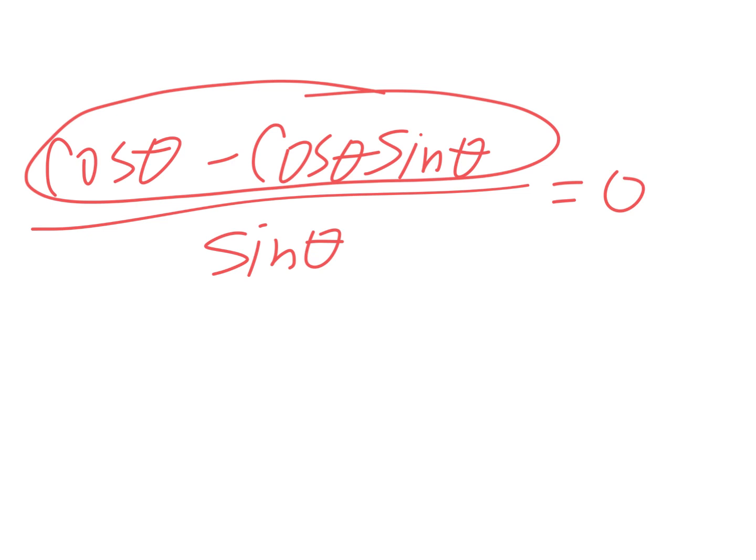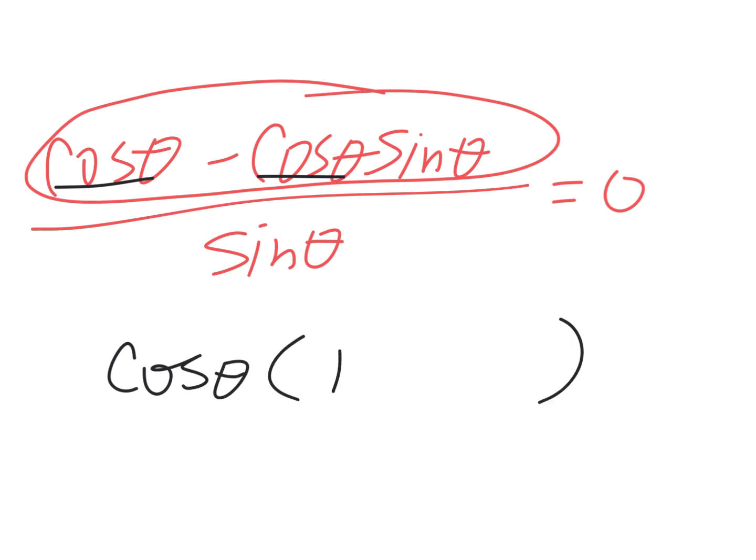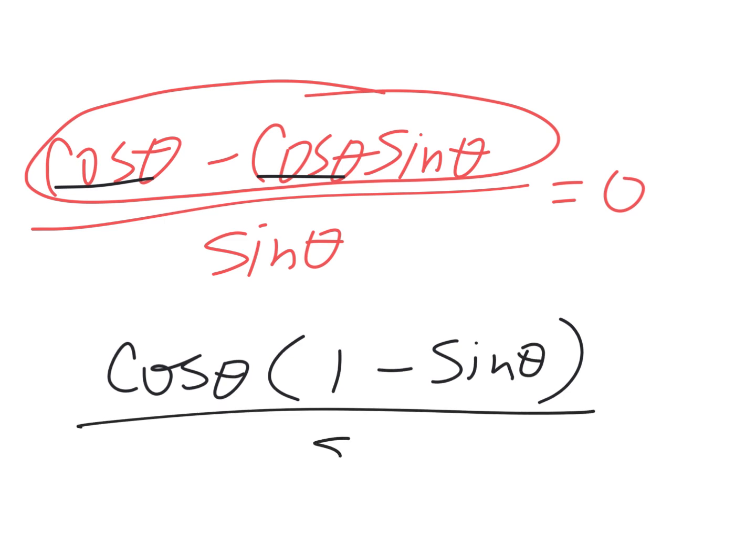All right, get it factored. Spencer, did you notice there was cosine in both of them? No. Pull it out. What'd you get? Cosine, in parentheses, 1 over sine. Correct. All over sine theta.